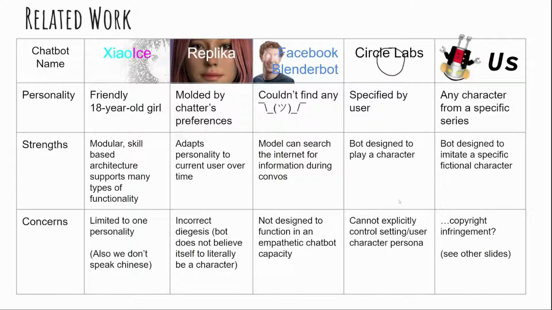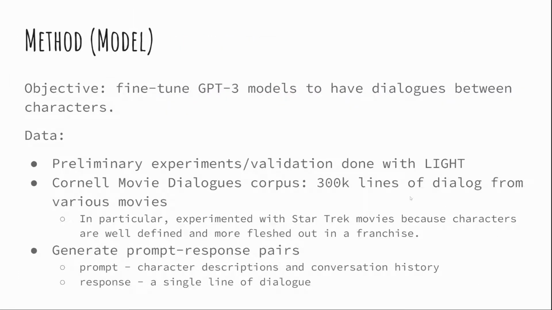So that brings us to our current work, where we're working on a model where we can emulate a specific character from a specific series. So our main method is to use GPT-3 as a baseline model to have dialogues between characters, and then we fine-tune it using data from those movies and TV shows.